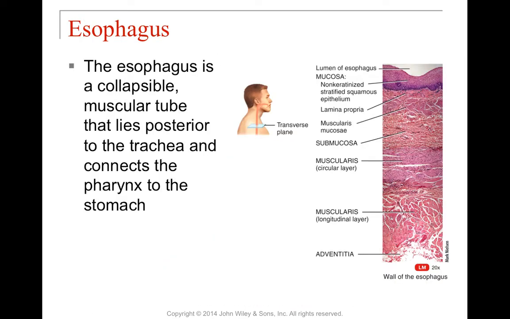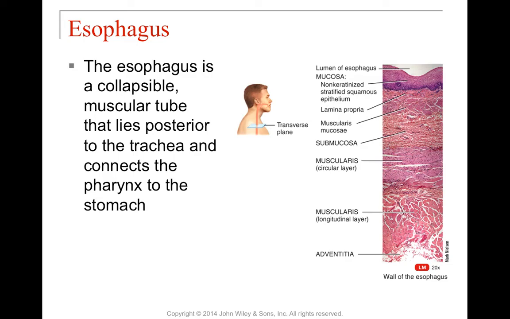All right. So the esophagus is basically a muscular tube. It is collapsible. Unlike the trachea, remember the trachea has a lot of cartilage in it. It lies behind the trachea, and basically it's always closed until you swallow. And then it's open for the time frame for the bolus of food to go down, and then it's closed again. And its main objective is basically just to connect the pharynx to the stomach.